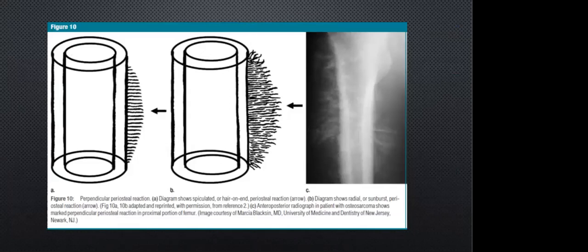At the right too, a periosteal reaction like a multilamellated reaction or onion-skin appearance. An interruption of either the uni- or multilamellated periosteal reaction suggests an aggressive process that has broken through the periosteum. A spiculated or hair-on-end pattern, perpendicular to the cortex at the left picture, or sunburst pattern at the right, is the most aggressive appearance and it's highly suggestive of malignancy.